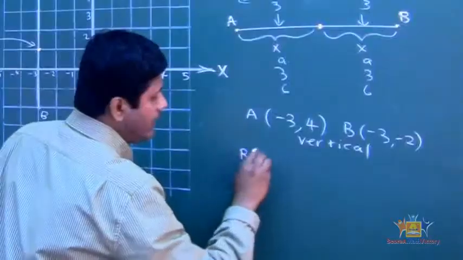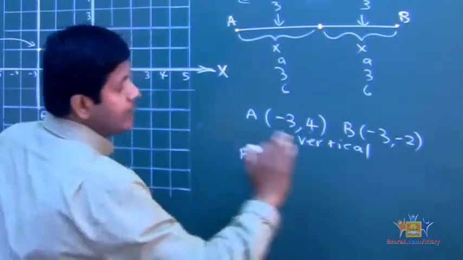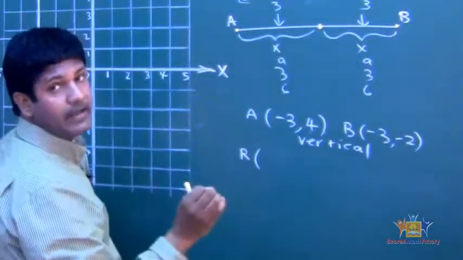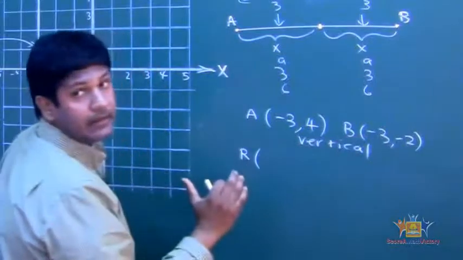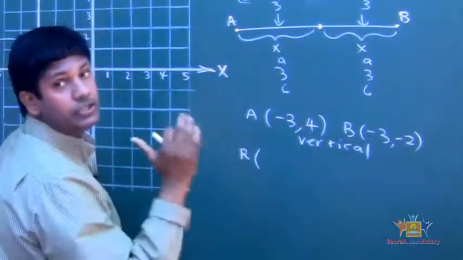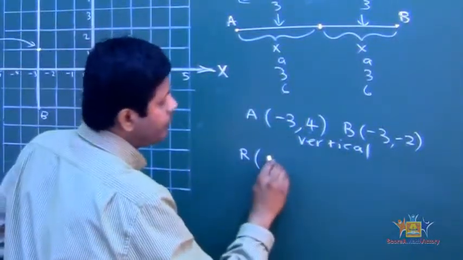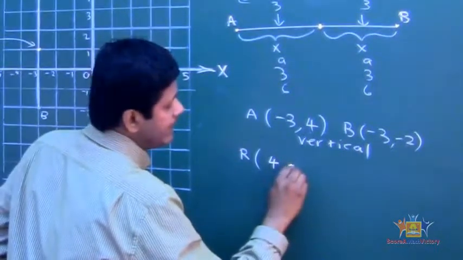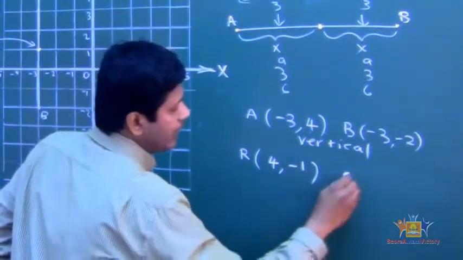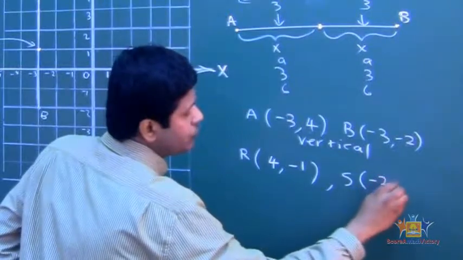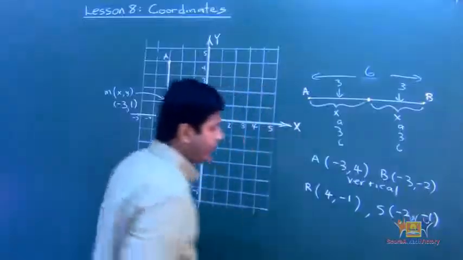Let's do R. Now in order to make a horizontal line, who has to be identical? The y is going to be identical, so it's the x that's going to change. Let's say Mr. Mac gives you R as (4, -1). S is (-2, -1). All right, so let's plot that.